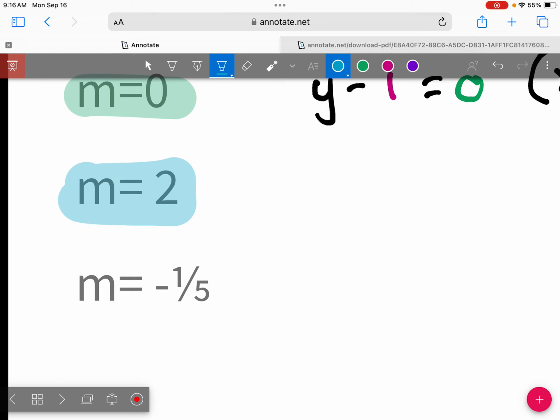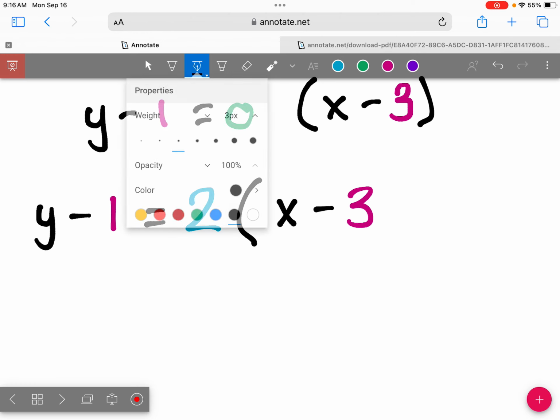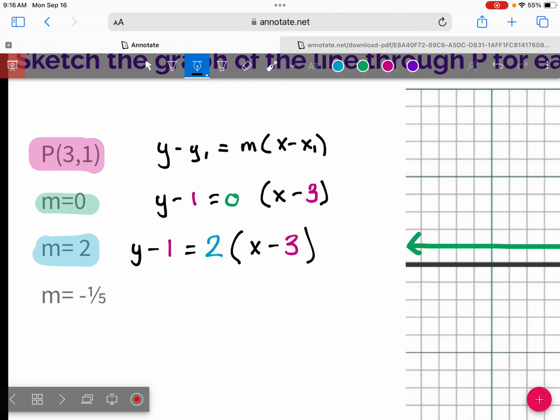So our next one, we have an m of 2. I'm going to write my equation, and we're going to graph it. In our point-slope form, we're writing y minus the y value from our point, 1, equals my slope of 2 times the quantity x minus 3. And you can leave it like that. You don't have to put it into slope-intercept form. If you want to, you absolutely can. But we can work with this.